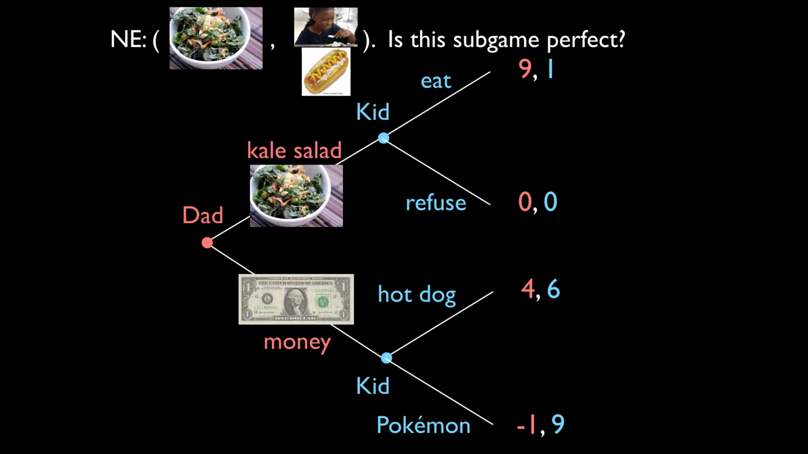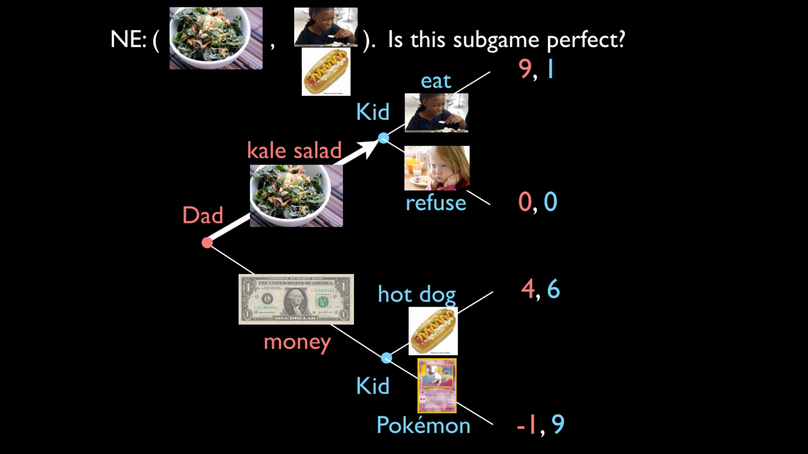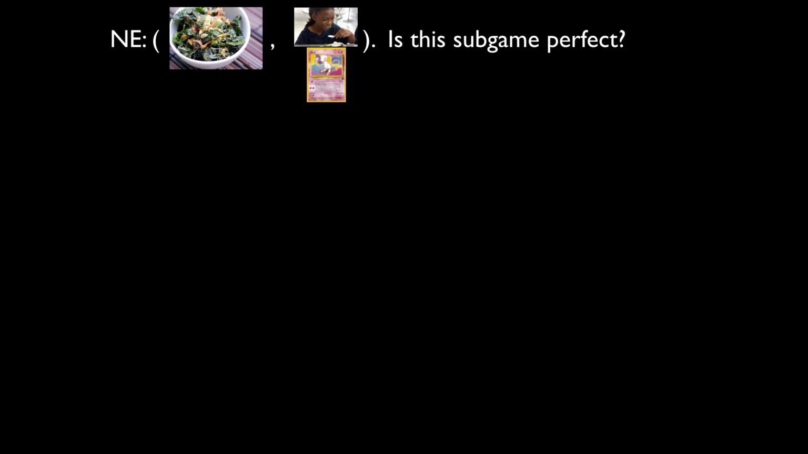Okay, so we can do it this way. So I write down dad, kale salad, kid eats it, kid eats a hot dog. Okay, this is not subgame perfect because of this down here. The kid's choosing 6/9. Okay, how about the other one? This corresponds to here.